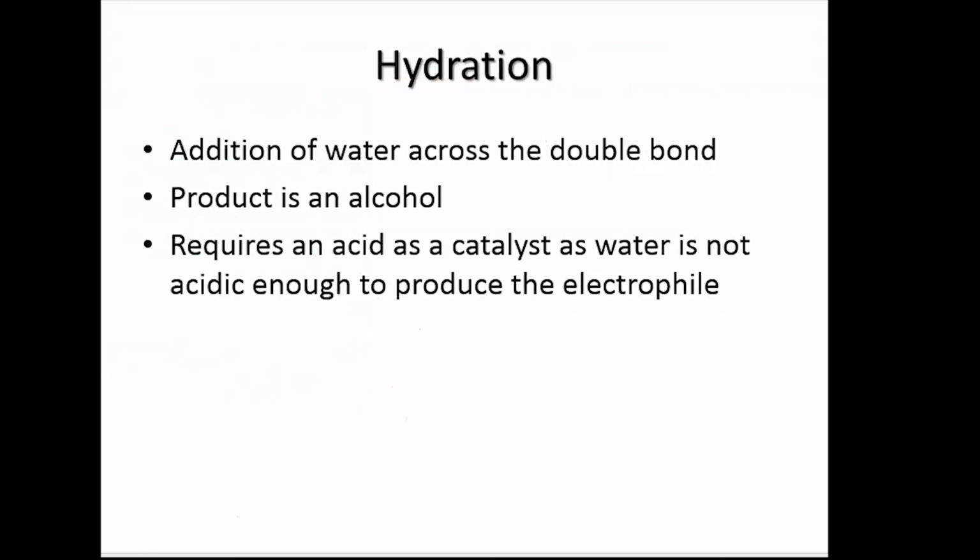Let's talk about hydration across a double bond. This is the reaction of the addition of water across a double bond to produce an alcohol. Now, you cannot simply take an alkene and mix it with water and create an alcohol. It requires an acid catalyst to produce the electrophile.